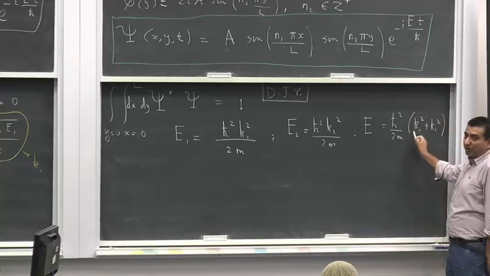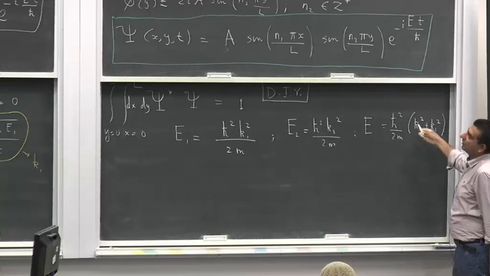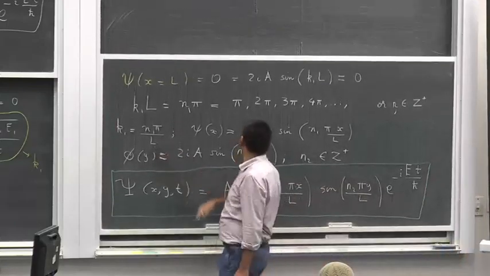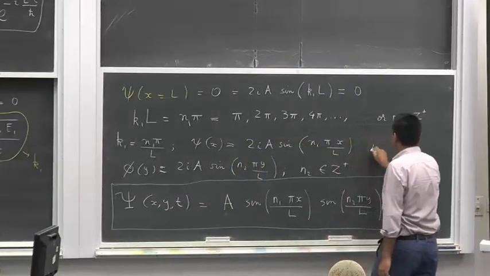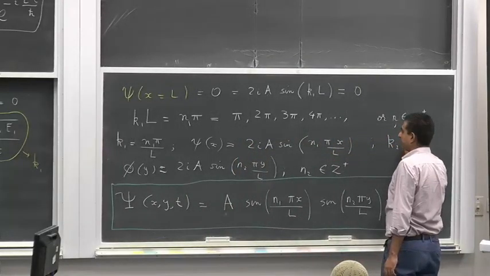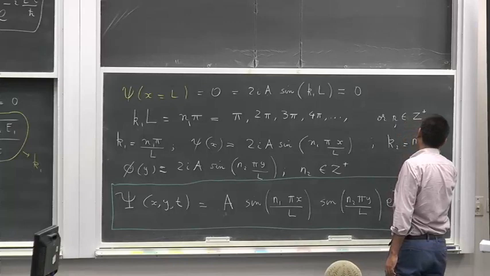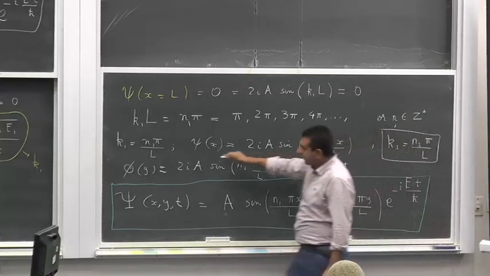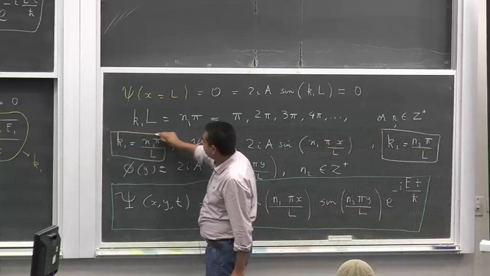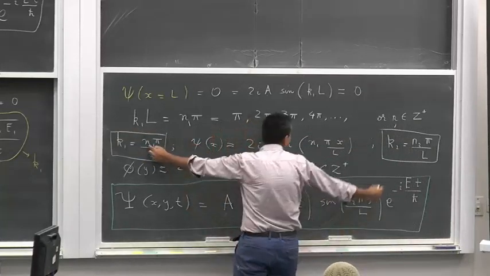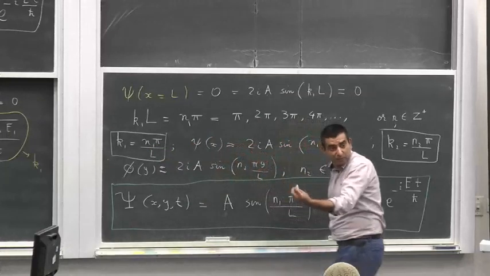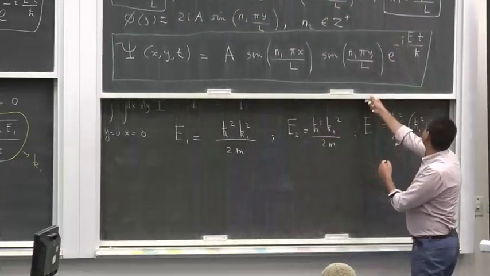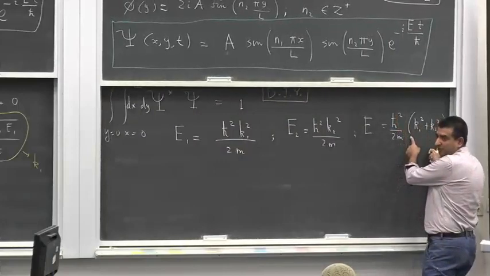Now k1 is quantized and k2 is also quantized. This is how k1 is quantized. And k2 is correspondingly quantized in this fashion. It's n2 pi over L. So both k1 and k2 are quantized and they are dictated by their respective integers n1 and n2. Which means that the sum of these terms is also going to be quantized.